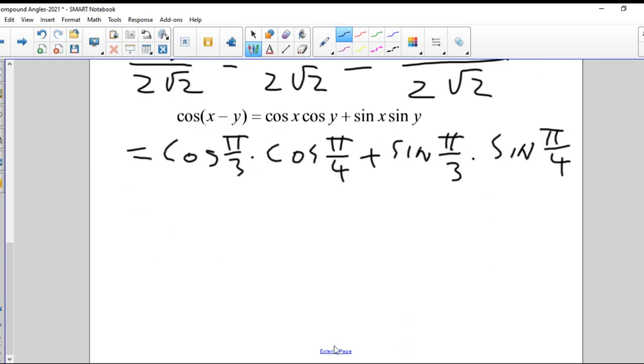Okay, let me throw it over to the class. Remind me now, what's the cosine of pi over 3? Anybody? What's the cosine of pi over 3?